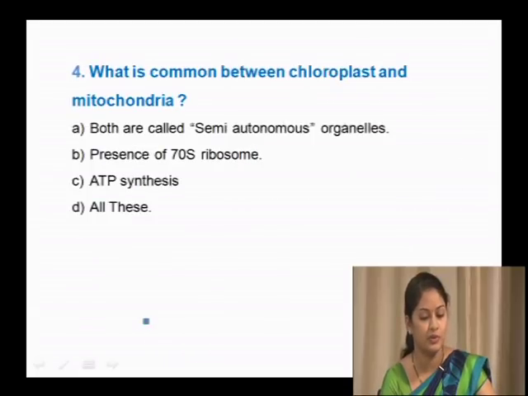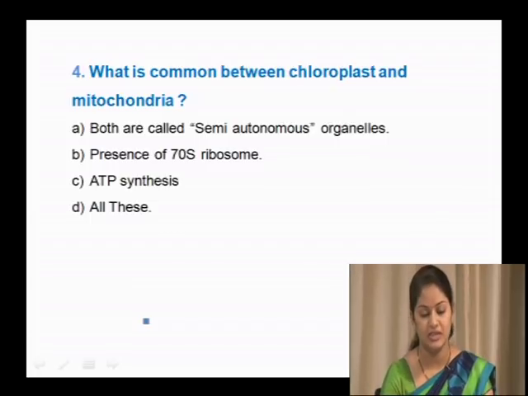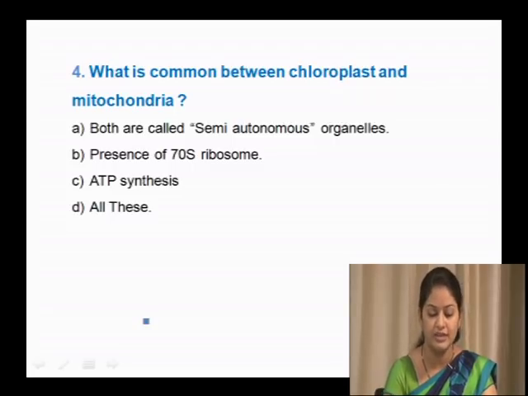Moving on to fourth question. What is common between chloroplast and mitochondria? Options come here. A. Both are semi-autonomous organelles. B. Presence of 70S ribosome. C. ATP synthesis. D. All these.